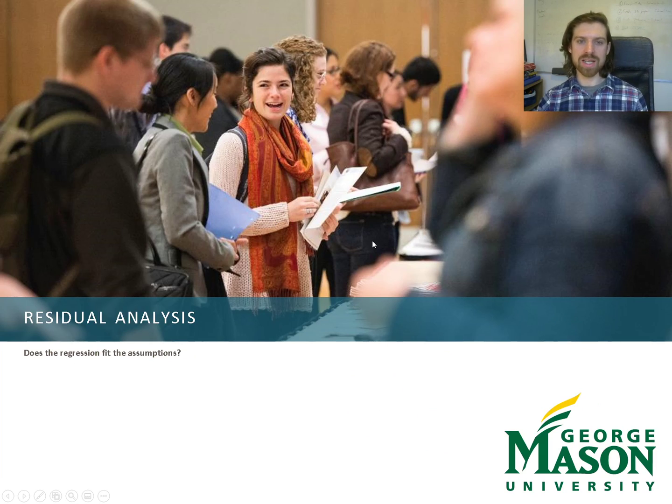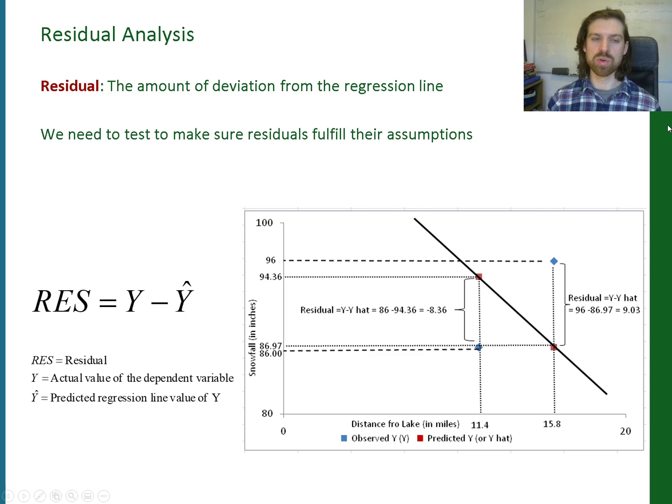So the residual analysis, and I explained to you before that this was something which we're going to come back to. The residuals are the amount of deviation that we have from the regression line. We need to make sure that these residuals actually fulfill the assumptions of the regression-based approach. So this is just a brief example here.